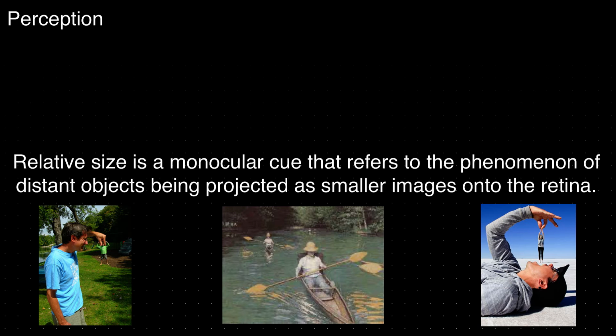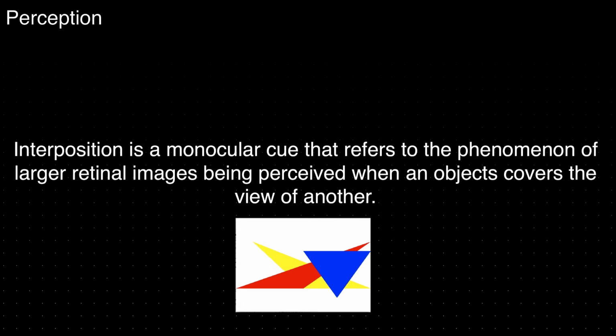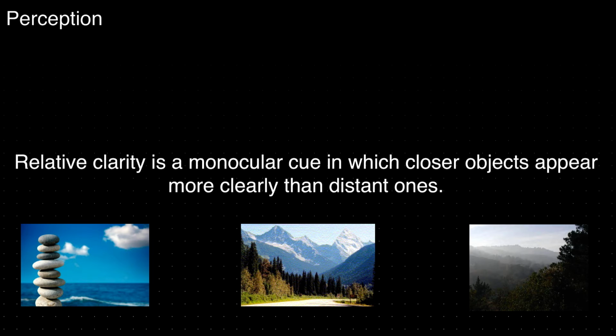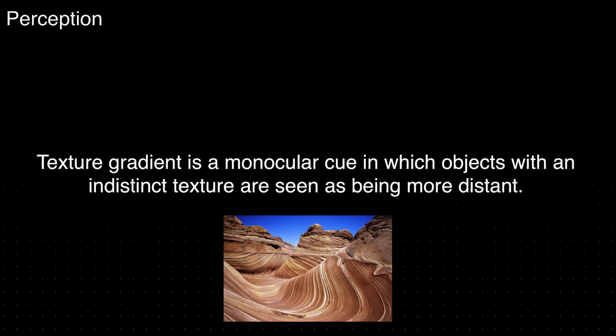Monocular cues can tell us about the form of an object. Relative size is a monocular cue that refers to the phenomena of distant objects being projected as smaller images onto the retina. Interposition is a monocular cue that refers to the phenomena of larger retinal images being perceived when an object covers the view of another. Relative clarity is a monocular cue in which closer objects appear more clearly than distant ones. Texture gradient is a monocular cue in which objects with an indistinct texture are seen as being more distant.